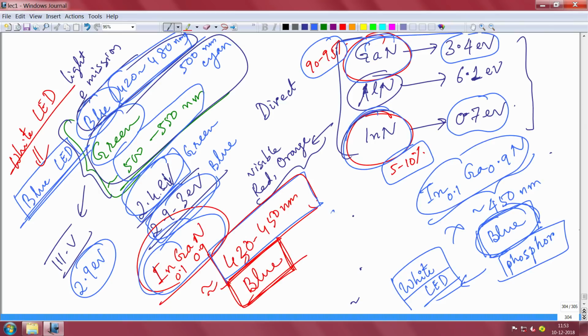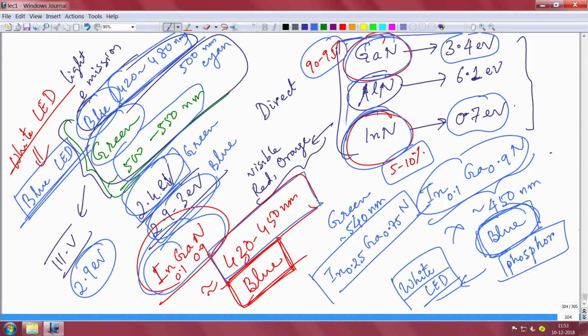If you want to make a green LED which emits at, say, 540 nanometer, that is green, then maybe you have to have probably indium of around 25% and gallium of around 75%, that will probably emit somewhere around green. So that you can tune the band gap. Of course, you can argue that you can also mix aluminum nitride and indium nitride, but that is a little bit more difficult from the materials point of view.